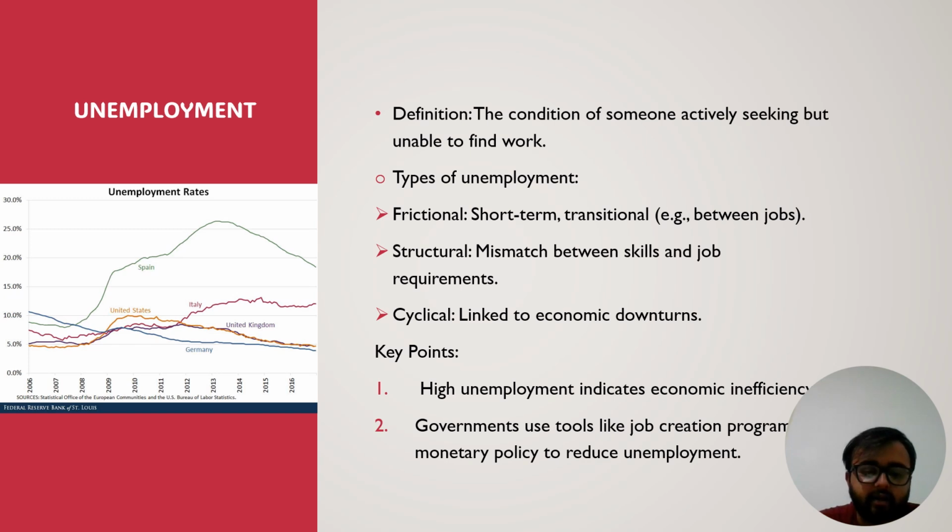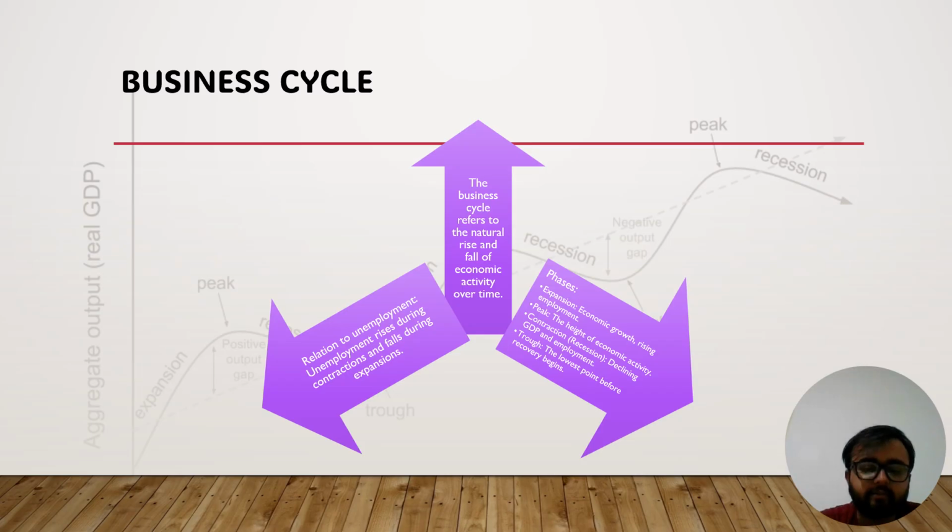employment for their people. Now moving on to the other concept of this economy, the business cycle. So how can we define the business cycle? The business cycle refers to the natural rise and fall of economic activity over time. There are four phases of a business cycle. The first one is expansion, in which there is economic growth and falling unemployment.